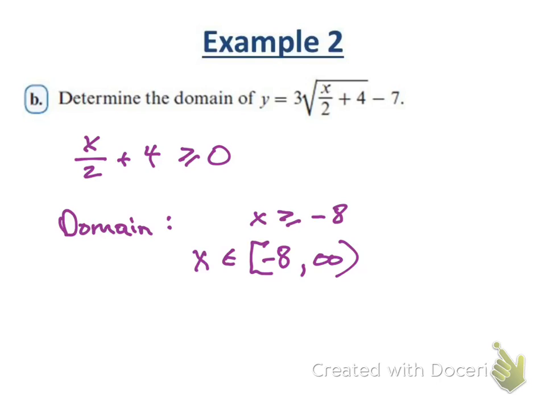Y'all got this? So what's the determining factor for domain? That the radicand has to be greater. The radicand has to be non-negative, which means greater than or equal to 0. What else have we learned this year that x can't be? Think back. X can't be a value that makes a denominator equal to 0.